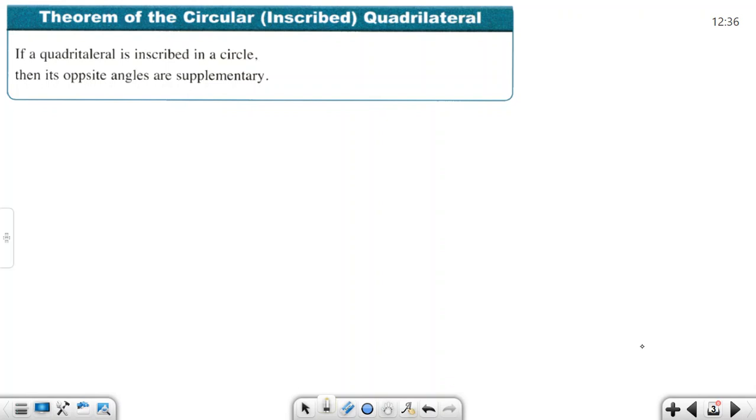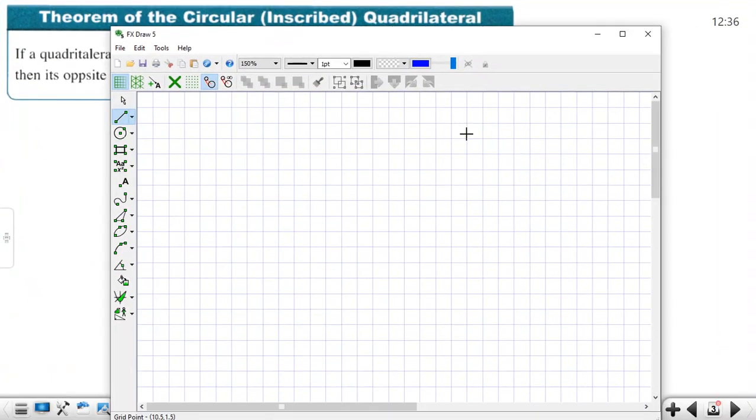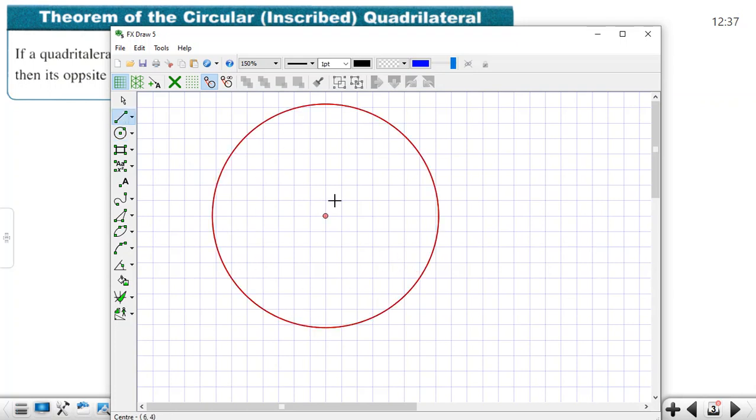One more thing, but I want to draw a circle. Okay, let's draw a circle. That's the theorem of the circular or inscribed quadrilateral. If a quadrilateral is inscribed in a circle, it doesn't matter what type it is. If any quadrilateral, not triangle, sorry, if any quadrilateral is inscribed in a circle, the opposite angles are supplementary. The sum of the opposite angles always makes 180.